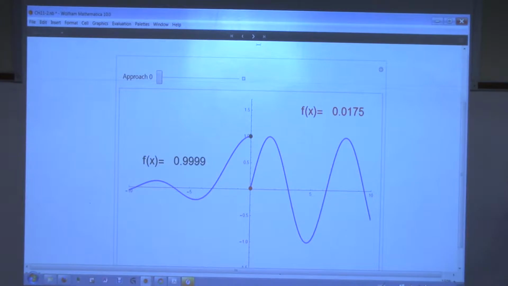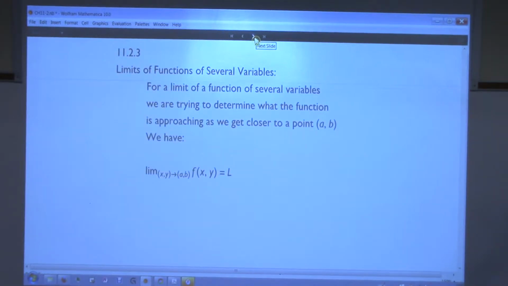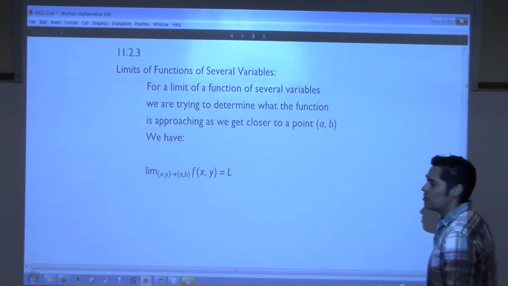All right, well, doesn't seem so bad. The important thing in two-dimensional space was that the limit had to exist from both sides, all right? That was the main thing. Now, here's the actual notation that we use for limits with functions of two variables.